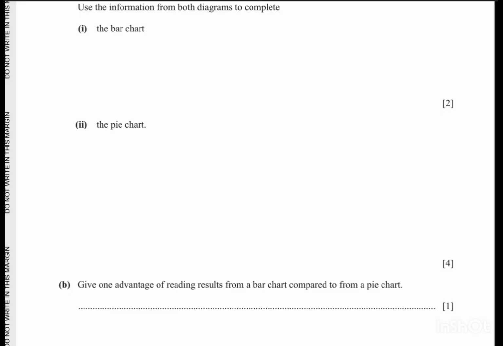Now question number B in the same question. Give one advantage of reading results from a bar chart compared to the pie chart. So the results in a bar chart will have frequencies, and that will make it easy to know the data than in a pie chart. So you write the advantage in bar charts: we can get the exact frequencies.